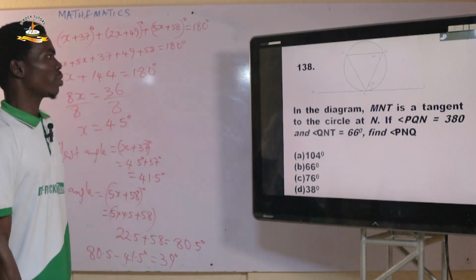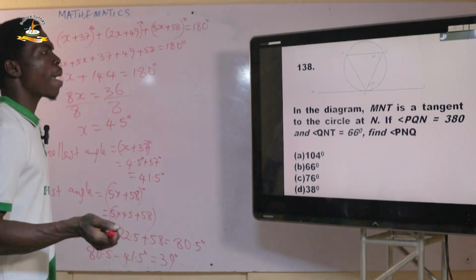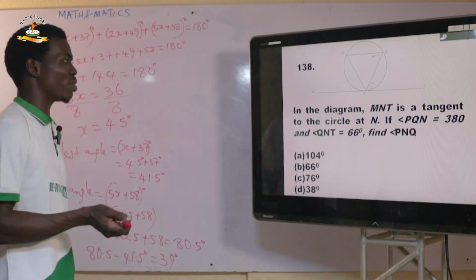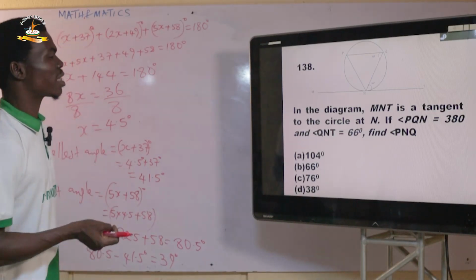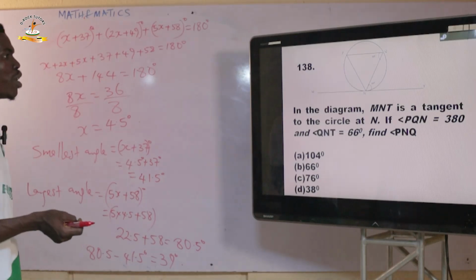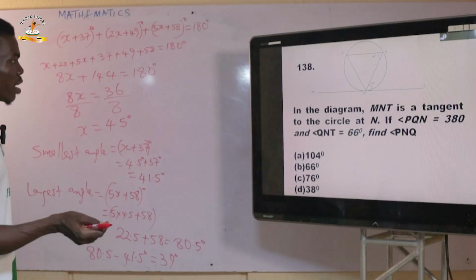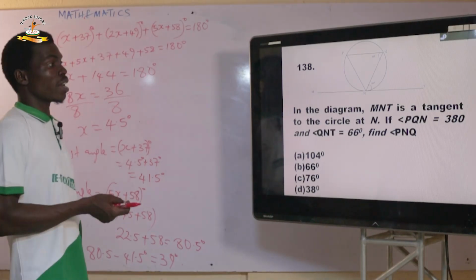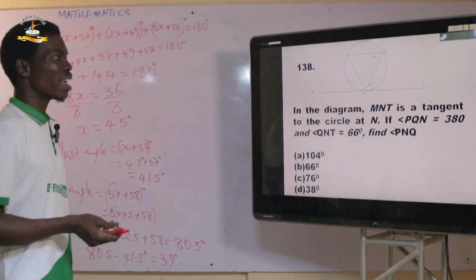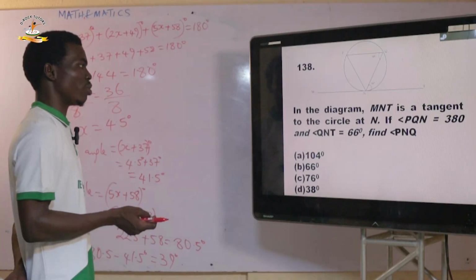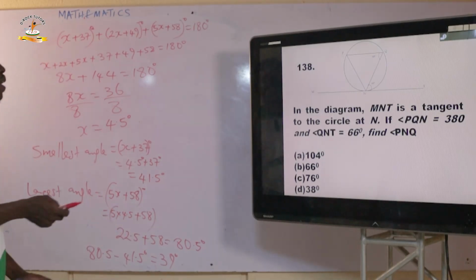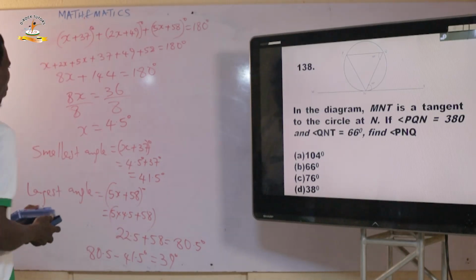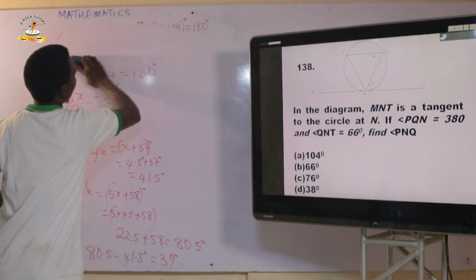Our next question. Alright, so in the diagram, MNT is a tangent to the circle at N. If angle PQN is 38 degrees, so that's most likely a typo, and it should be corrected to 38 degrees, never 380 degrees. And QNT is 66 degrees. Find PNQ. So let's draw that again.